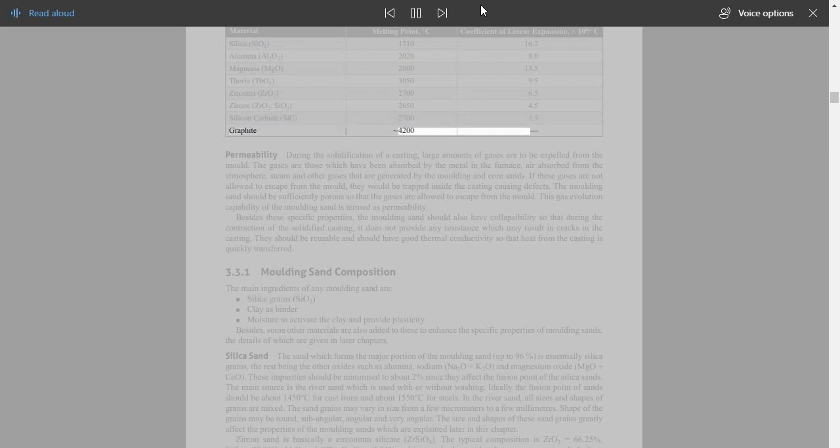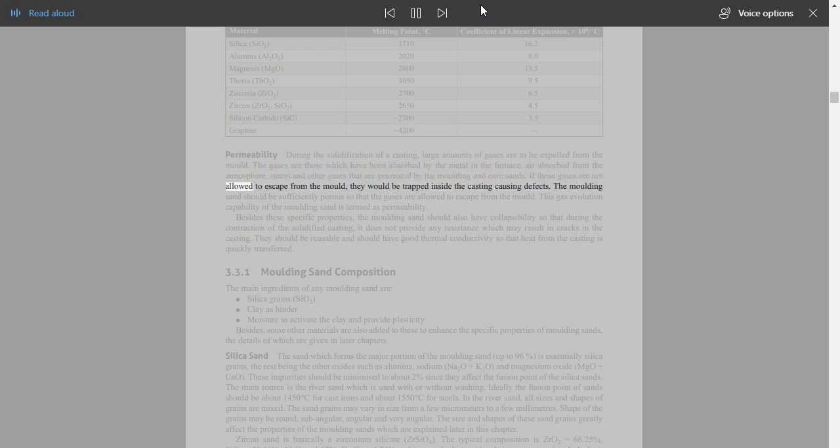Silicon carbide, SiC, 2703.5. Graphite, 4200. Permeability. During the solidification of a casting, large amounts of gases are to be expelled from the mold. The gases are those which have been absorbed by the metal in the furnace, air absorbed from the atmosphere, steam, and other gases that are generated by the molding and core sands.